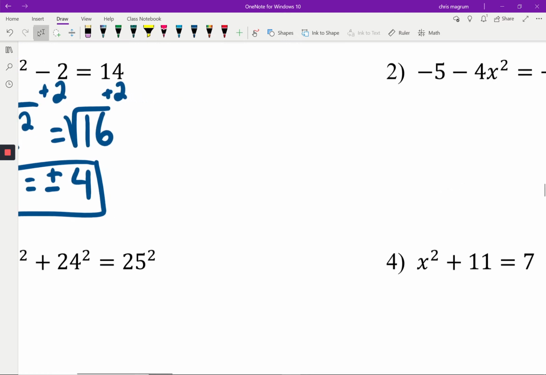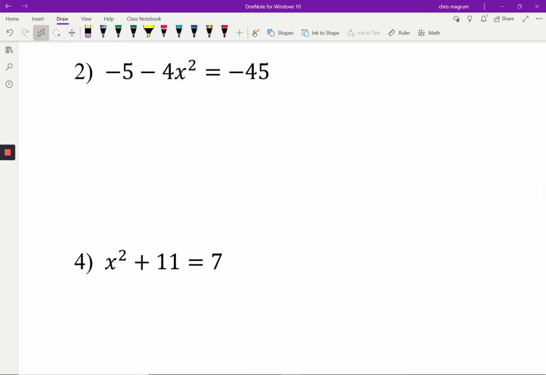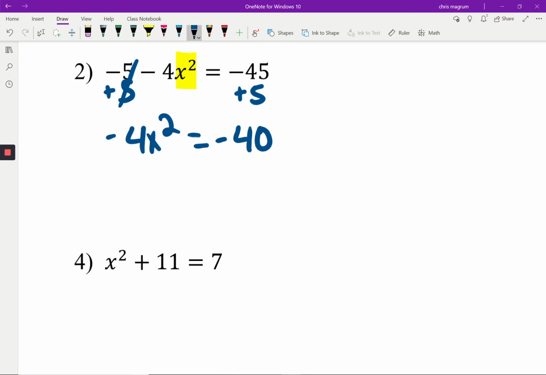All right, on to number 2. Negative 5 minus 4x squared equals negative 45. So again, we're trying to isolate the part that's being squared. First step, we're trying to get that by itself, and then we'll isolate the x by taking the square root eventually. So first step, remember when you're solving equations, it's essentially backwards order of operations. So we want to add or subtract first. So we will add our 5 to both sides. We have negative 4x squared equals negative 45 plus 5, and that would be negative 40.